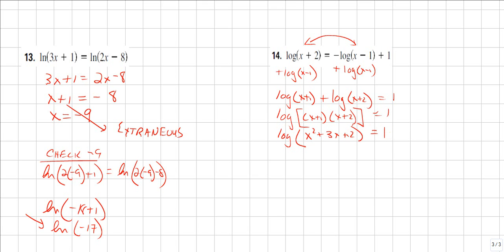Now this is a base 10 log, so remember that now we're going to go ahead and change it to an exponential to get what's inside the logarithm freed up. So that would be 10 to the first is equal to x squared plus 3x plus 2. Now I'm going to subtract the 10 from both sides so that this is equal to 0. That's how we solve a quadratic. I get x squared plus 3x, and if I subtract 10, I'm going to get a minus 8 equal to 0. Oh, I already set that equal to 0.